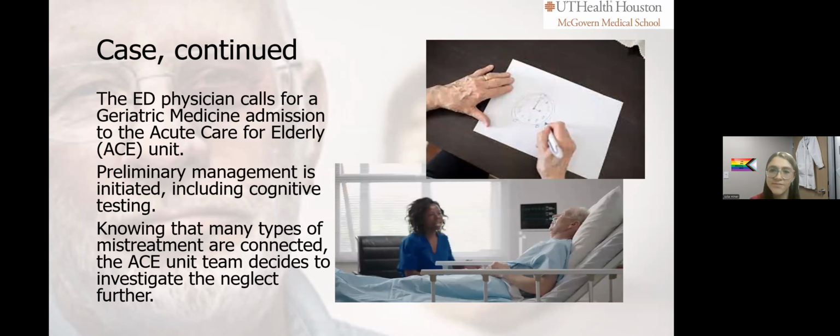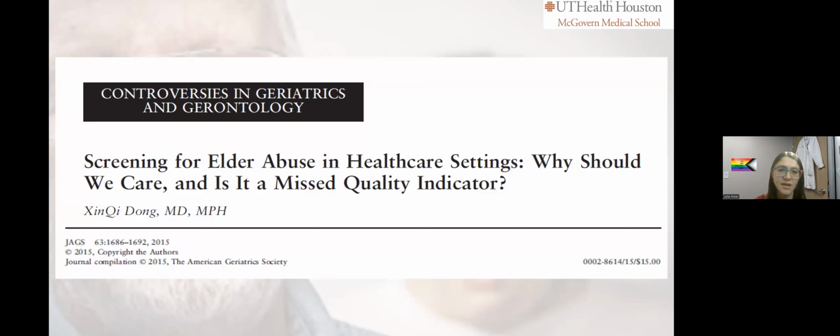So this one, you don't have to click anything. This is just kind of a summary of where we've been. Basically the ER, it's geri friendly. I love when that happens, the age-friendly ER. And in this there is an acute care for elders unit, an ACE unit. And so they do some cognitive testing because they know that mistreatment subtypes are connected. If you have one form of mistreatment, you're at higher risk for another. And so they do some preliminary cognitive testing, knowing that they might not be diagnosing anything today, but just to get a sense of where he is.